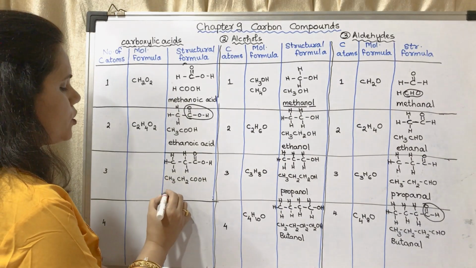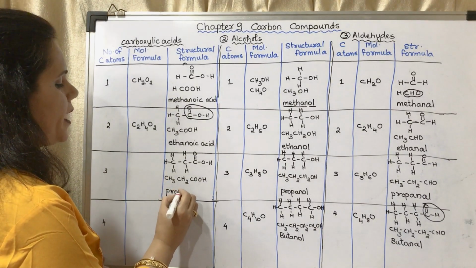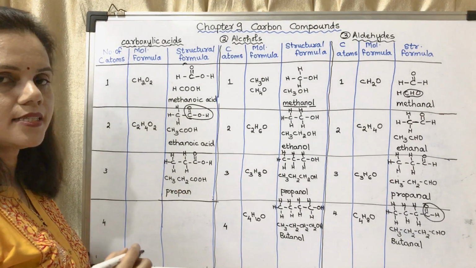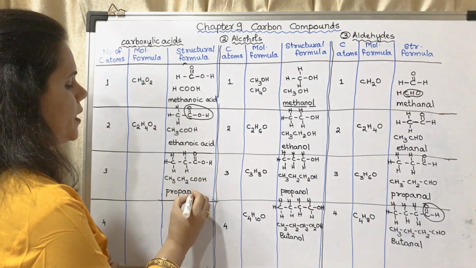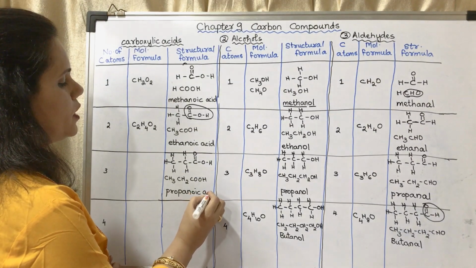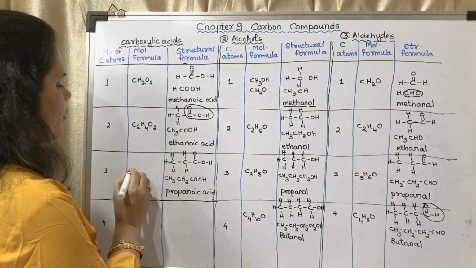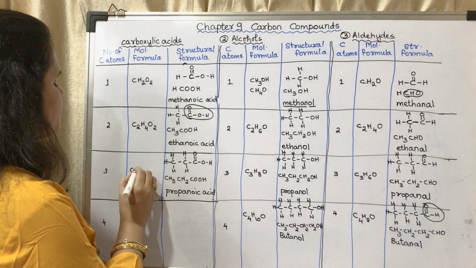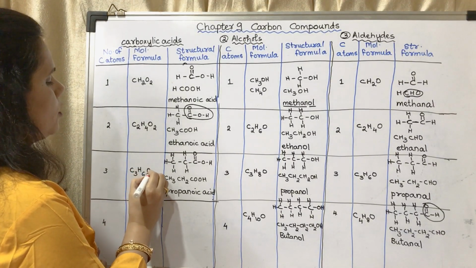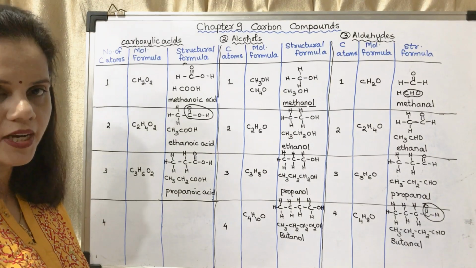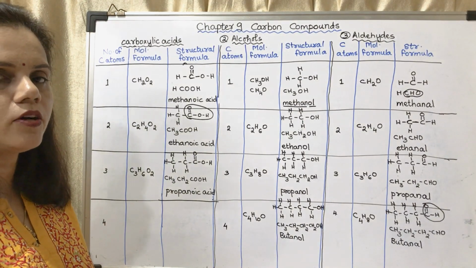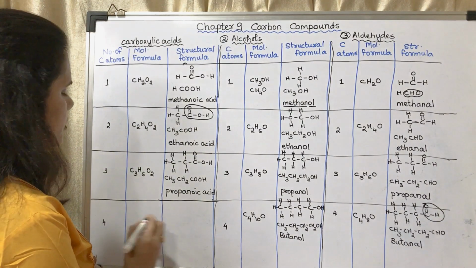3 carbon atoms. So it is propane, and as it is COOH, it will be oic acid. So it will be propanoic acid. What will be the molecular formula? It will be C3H6O2. This will be the molecular formula. Now the next compound is with 4 carbon atoms.